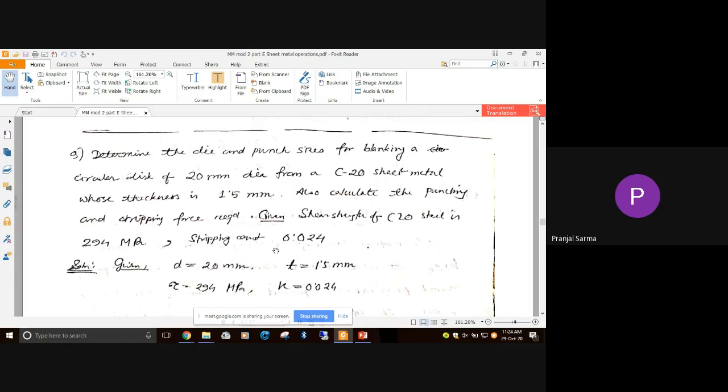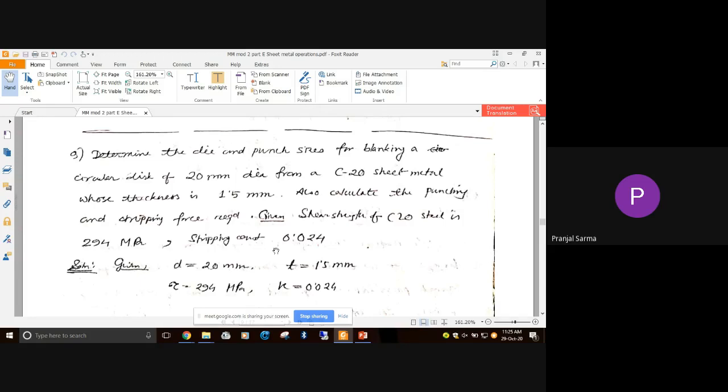Once you go through this question, it will immediately strike your mind that we basically have to find out the die and punch sizes. And what is the operation? The operation is to blank out a circular disc, and the size of the blank is given. The shape is circular, and the size is also given as 20 millimeter diameter. The material and its thickness are given.